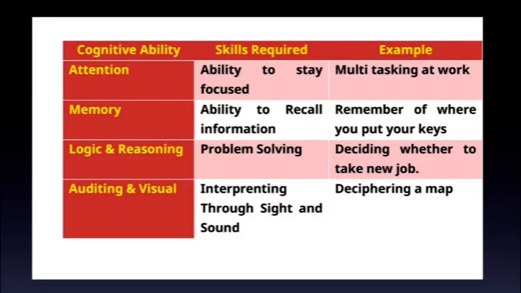Now, this is the summary in the chart I am presenting to you. These are the cognitive abilities: attention, memory, logic and reasoning, and auditory and visual processing. Now, this is the skill required, and here I have given the example. Attention, skill required: ability to stay focused. What is attention? Just to focus. You have to focus yourself, pay your attention. Now, the example is multitasking at work.